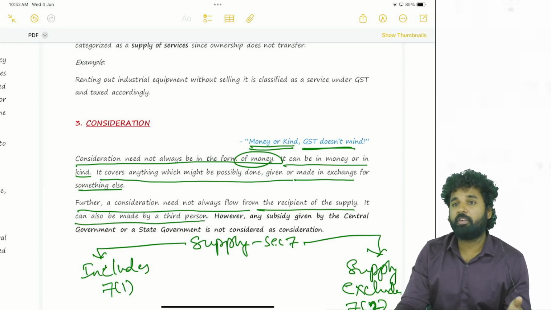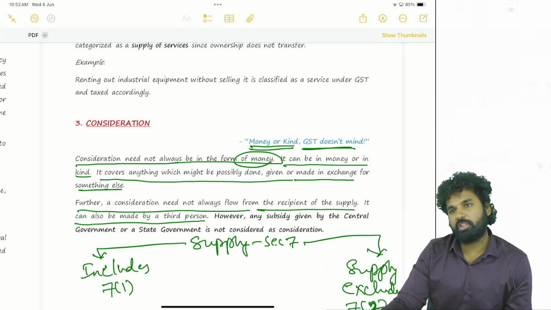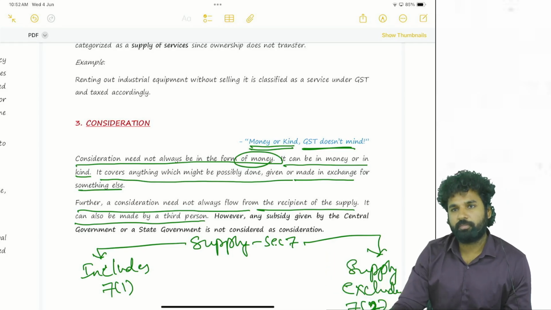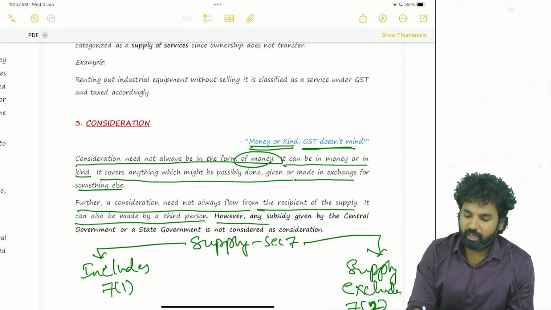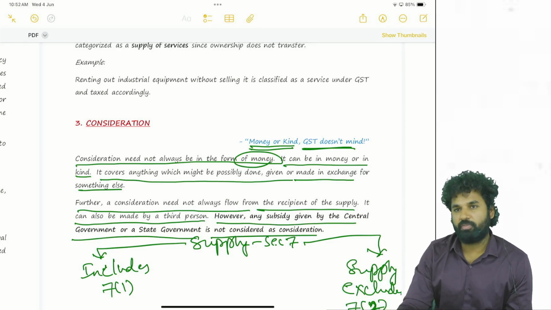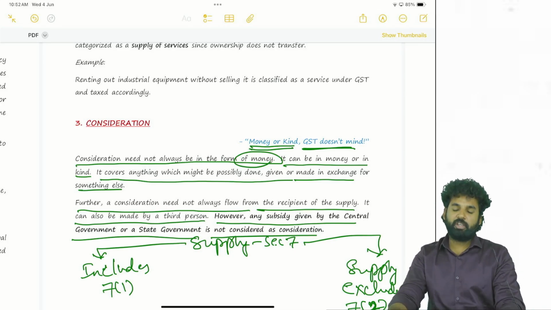Sometimes government will pay subsidies or scholarships will be there. Government will pay the fees. Let's say an engineering college is there. To such engineering college, the college fees of a student will be paid by government. Likewise. However, any subsidy given by central government or state government is not considered as consideration. So it cannot be considered as a consideration.